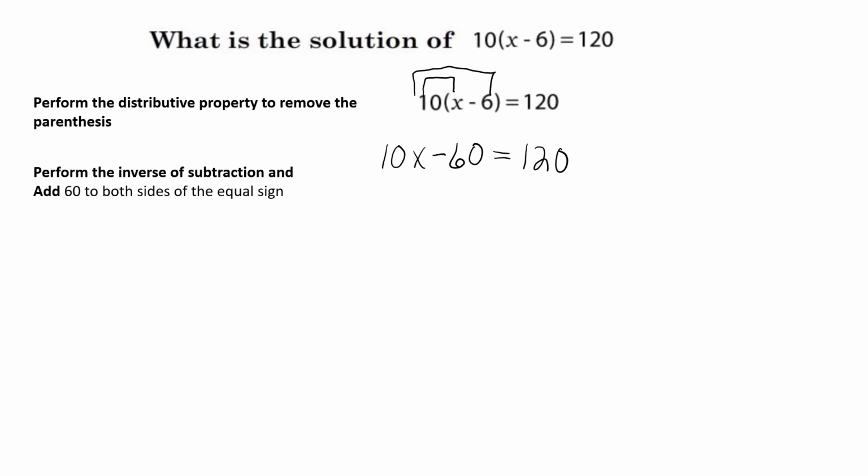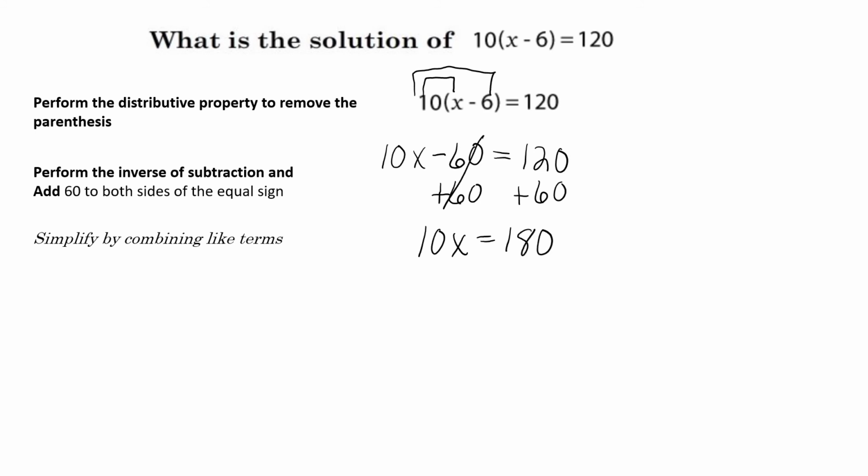Okay, the next step, you need to perform the inverse of subtraction. We have to get rid of the negative 60 by adding 60 to both sides. This cancels out, and you're left with 10x. We're going to simplify by combining like terms. 120 plus 60 is 180.